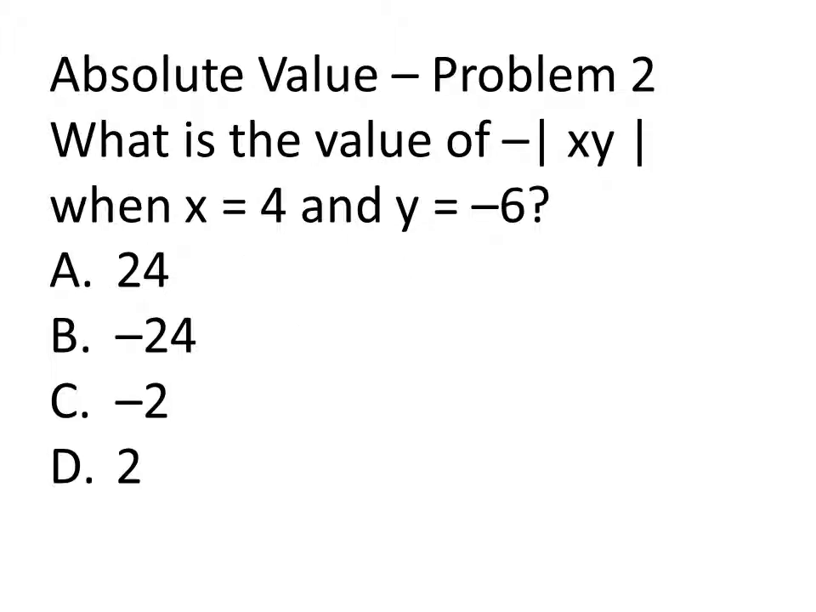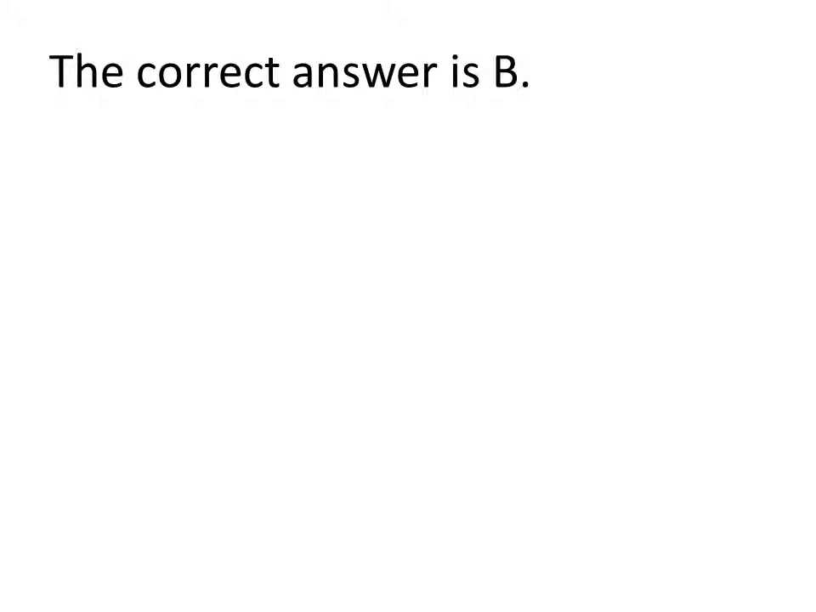Now let's look at problem 2. What is the value of the negative of the absolute value of x times y when x equals 4 and y equals negative 6? Pause and take a few moments to solve. The answer will be shown on the next screen. The correct answer is B.